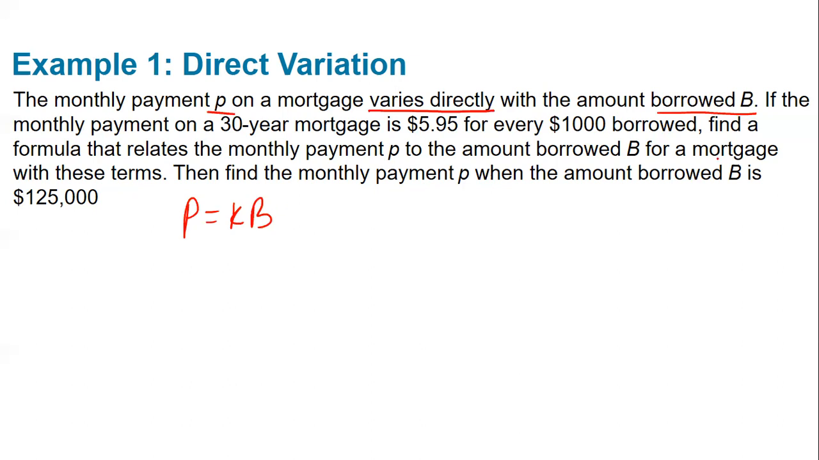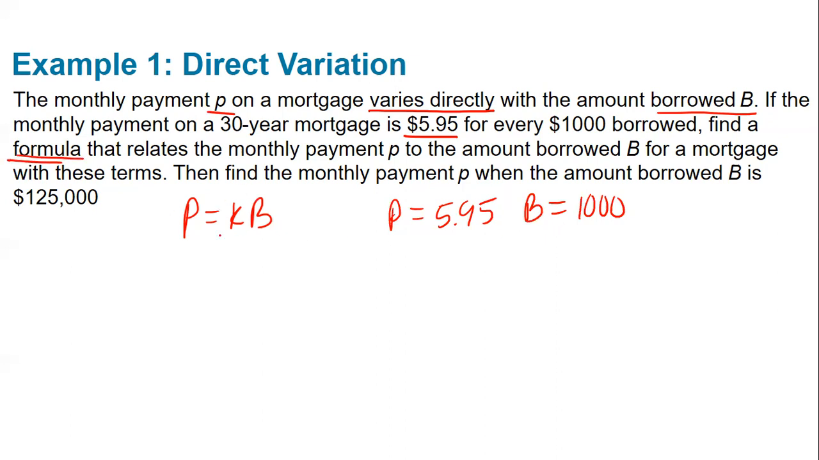Then it tells us the monthly payment on a 30-year mortgage is $5.95 for every $1,000 borrowed. So if your P equals $5.95, then that means your B equaled 1,000. Does that make sense? Okay. So now we're going to keep going, and it says find a formula. So they want us to create a formula to make this possible.